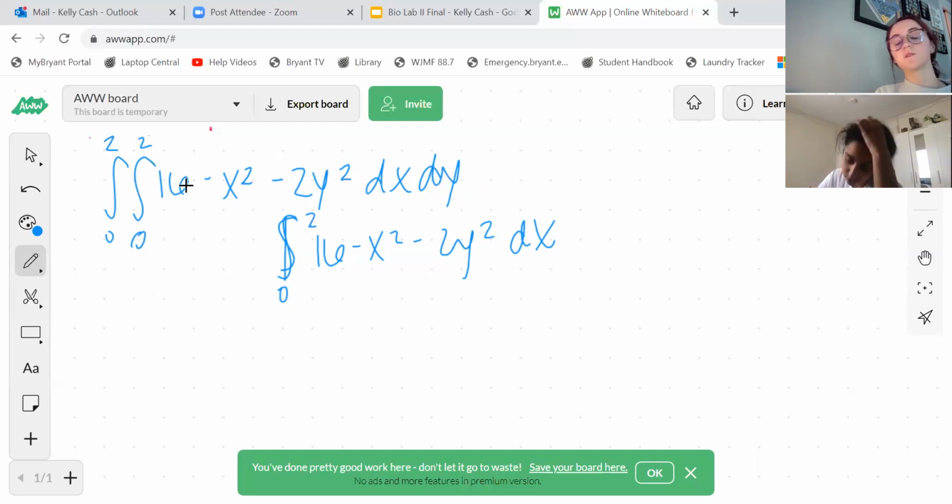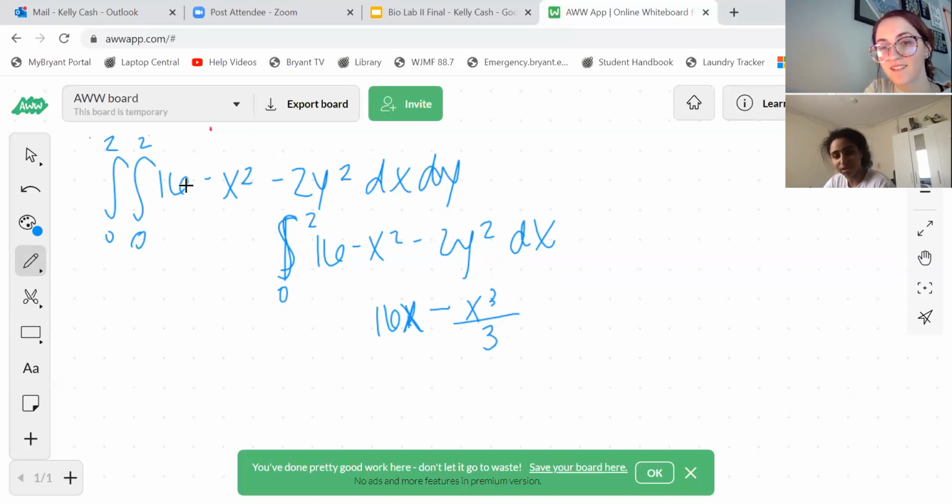Oh, shoot. So let's take it term by term. So what's the integral of 16? Oh, 0. Wait. That's the derivative. 16x. 16x, good. And then what about for negative x squared? Minus 2x. That's the derivative. Oh, hold on. Minus x to the third over 3. Right? Yeah. And then if we were to do 2y squared, it's a constant like 16, so we can just put an x attached to it, right? Because it's just a number.